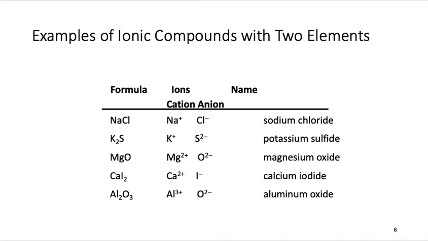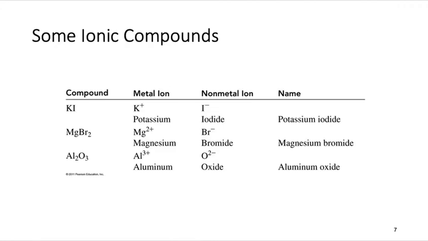So here's some examples. Sodium and chlorine is sodium chloride. The formula has it together, but the ions, there's positives and negatives. They are together, and they simply are attracted together electrically. Potassium and sulfur is potassium sulfide. Magnesium and oxygen, magnesium oxide. Calcium and iodine, calcium iodide. And aluminum and oxygen, aluminum oxide. The only weird thing is that you have to know how to name the anion, or the negatively charged ion. So here's some ionic compounds.